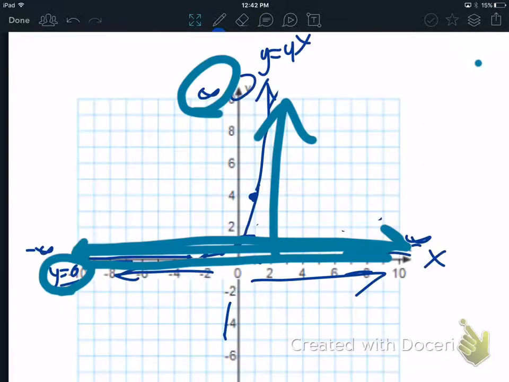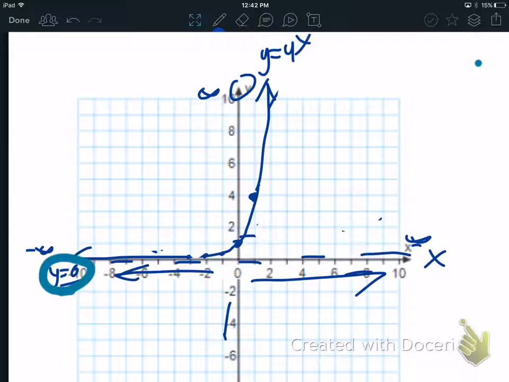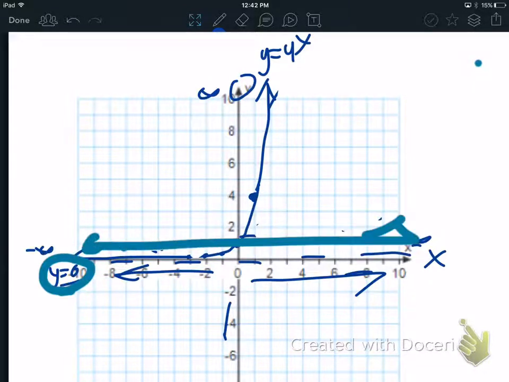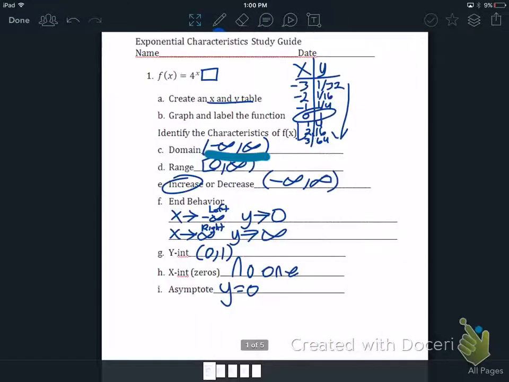My graph, if we look at it, is going up from left to right. So that means it is increasing. And it's increasing from negative infinity to positive infinity.